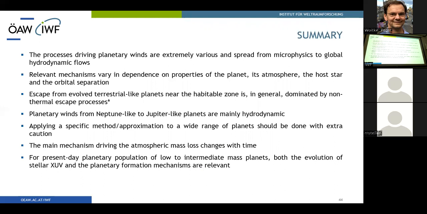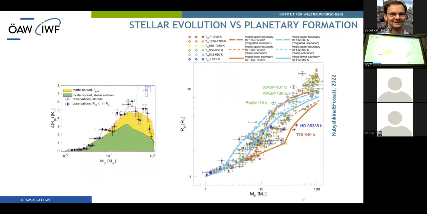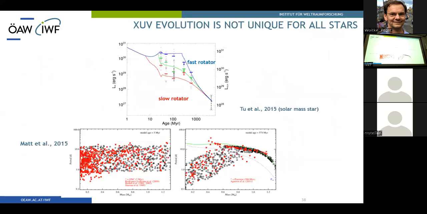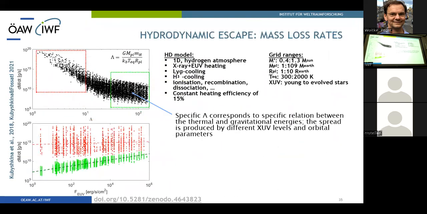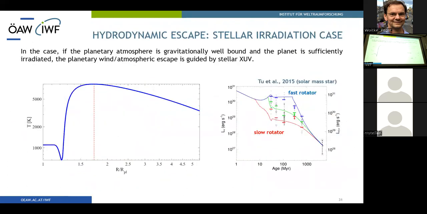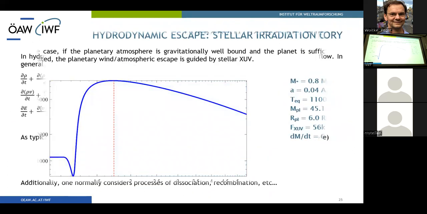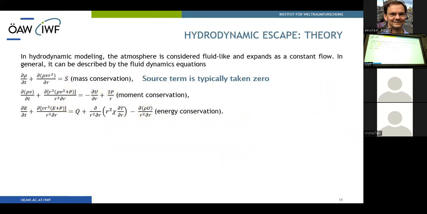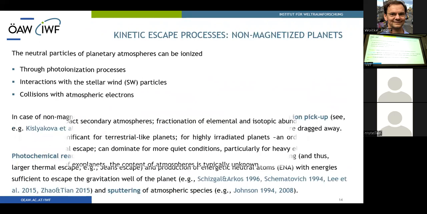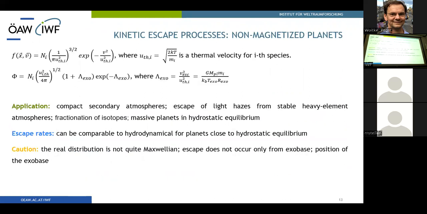On page 13, you said hazes. And of course, this makes me jump because now I want to figure out what kind of haze it is. Did I really say hazes? Yes, you did. Escape of light hazes from stable heavy element atmospheres. Well, by light hazes, I meant simply the light elements here. Oh, not really hazes in the sense of... Good, right.